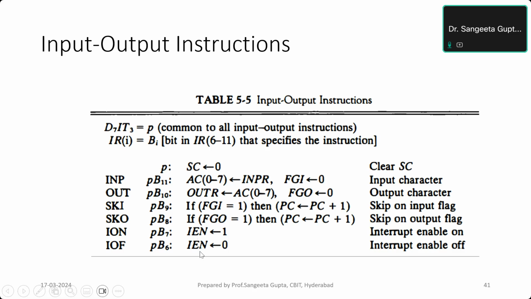There are other two instructions associated with interrupt. So interrupt is basically a hardware implementation of branch and save return address. There are two important instructions associated with an interrupt, that is interrupt enable on and interrupt enable off. So interrupt enable on is basically performed whenever the content of IEN, which is an interrupt enable flag, is set to 1. Interrupt enable off is performed whenever the content of IEN is reset to 0.